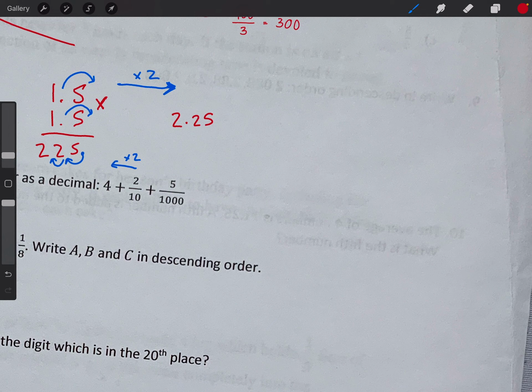A second way to figure out where it will land is, well, let's have a look. Let's do a little estimation, okay?